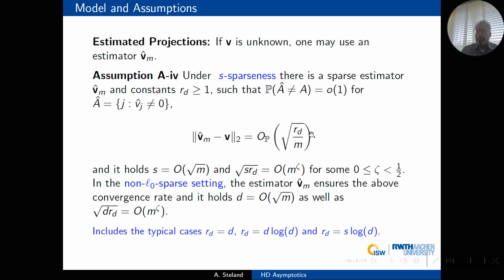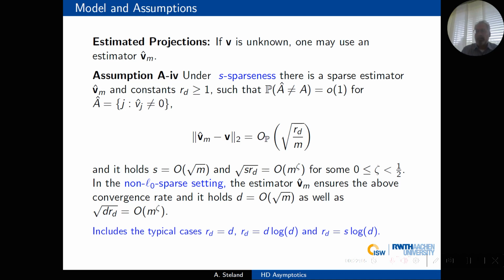The usual in the finite dimensional, low dimensional case, you would have R_d equal to 1. If you have dimension D, then you have D over M, which then typically means that D must be of smaller order than M to have consistency.